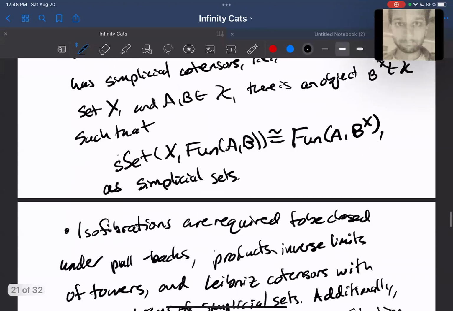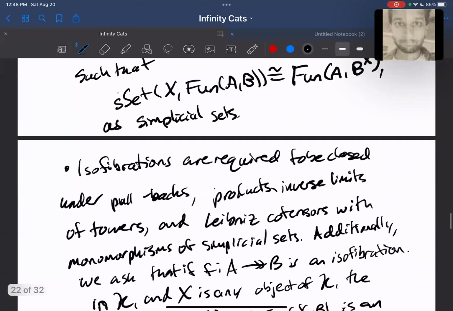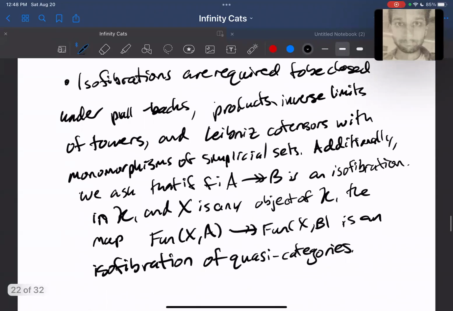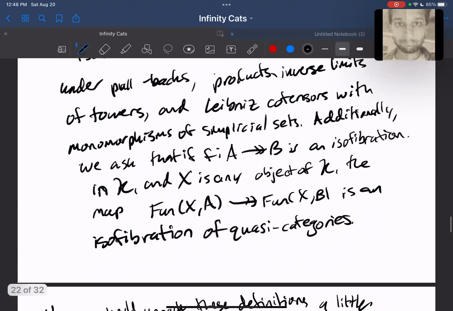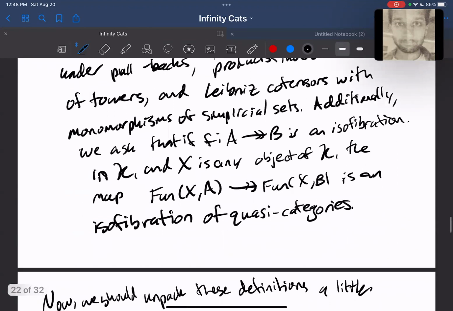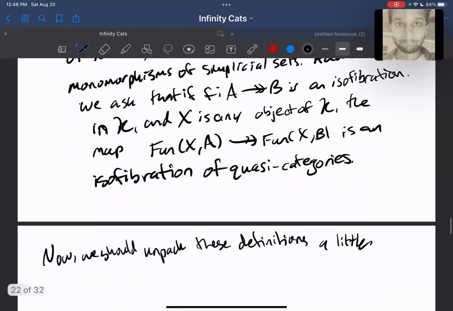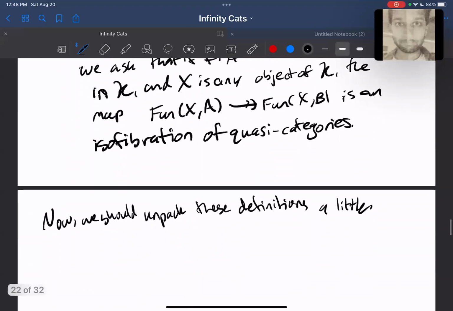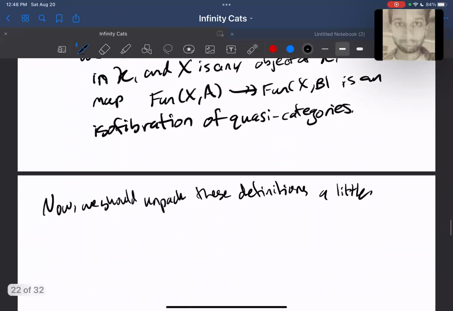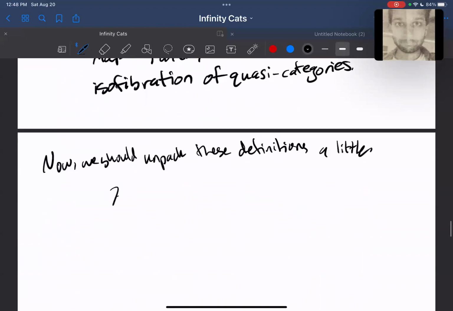And we also want some properties from the isofibrations. We want them to be closed under pullbacks, products, inverse limits of towers, and Leibniz cotensors with monomorphisms of simplicial sets. And you also want that taking fun(X,-) is going to preserve isofibrations. So let's expand on these definitions a little. What does it mean for K to be simplicially enriched?